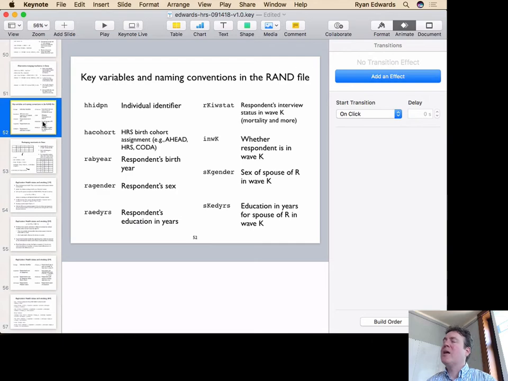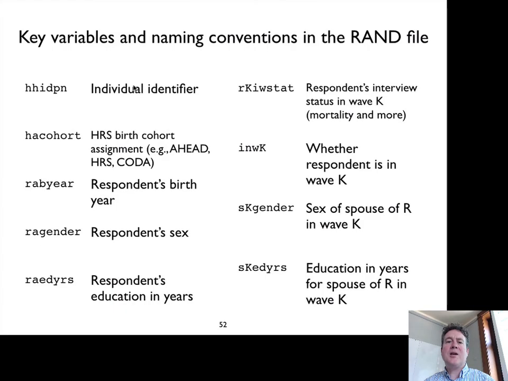And then you need to use this HHID PN, the individual identifier, to link. I would start with the RAND data set and link to anything else you might need in a different nook or cranny of the HRS. So merging in variables based on ID and wave that are not included in RAND. That's what I would do. Trying to Frankenstein together. Absolutely. So start with RAND.